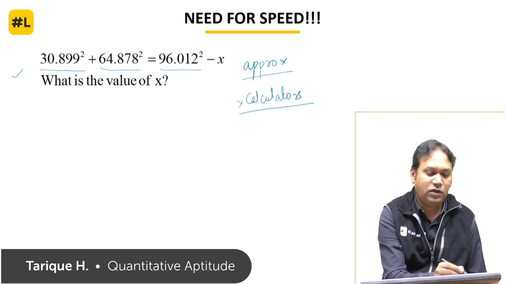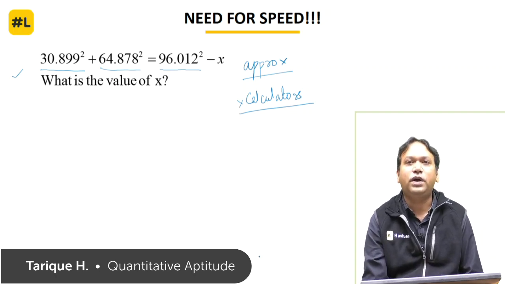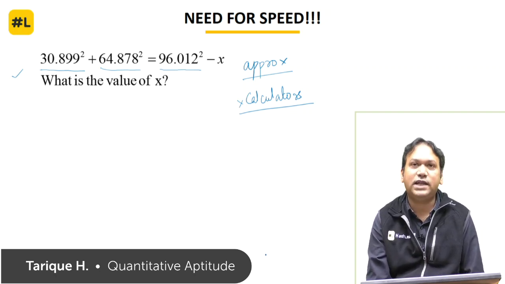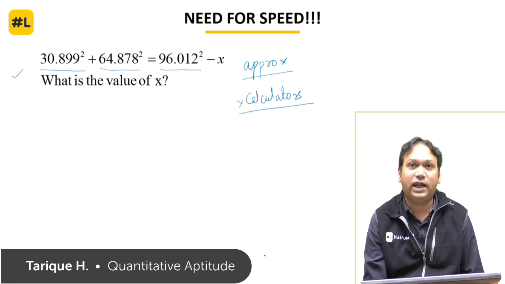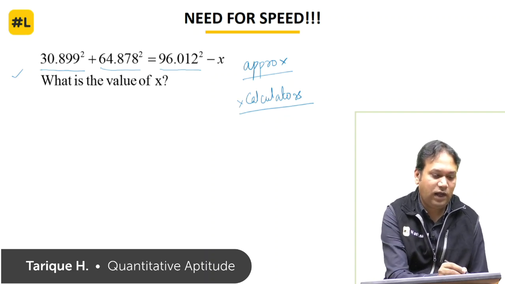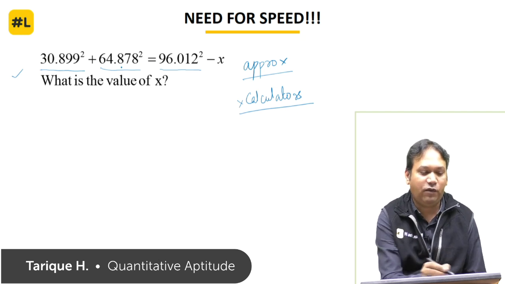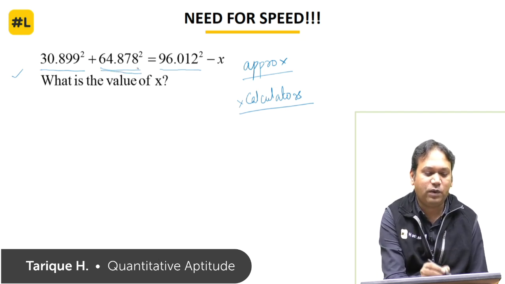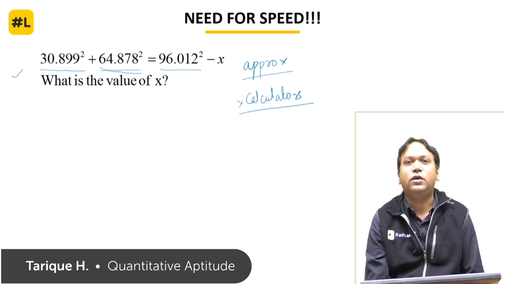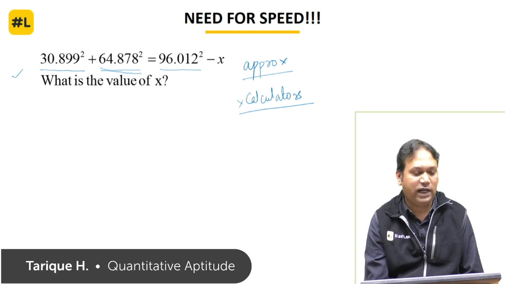So how much time would a student who is not trained, who does not know the right way of solving this question, how much time he will take, right, without using a calculator? It is even not likely. If you want to calculate exact value of 64.878 square, it is not possible to do that in an examination without a calculator.